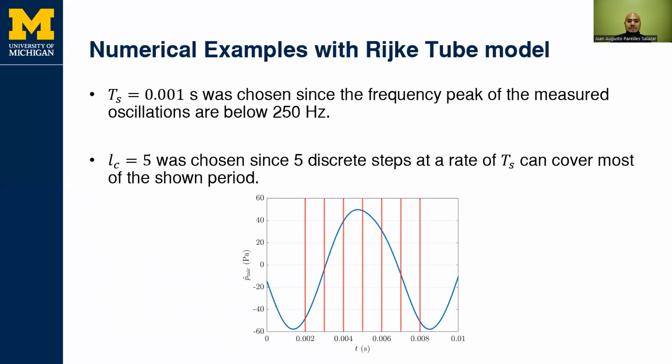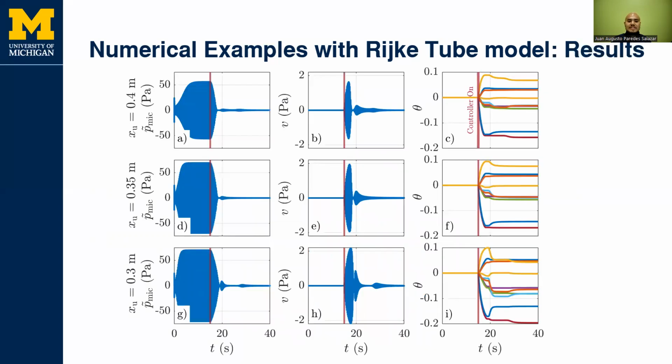The sampling rate of 1000 Hz was chosen since the frequency peak of the measured oscillations is below 250 Hz. The controller order of 5 was chosen since 5 discrete steps at the chosen sampling rate can cover most of the period shown below. The P0 and RU hyperparameters were arbitrarily tuned. In all cases, under the same hyperparameters, RCAC manages to suppress the oscillations of the Rijke Tube nonlinear model. Note that each operating point required a different speaker signal for stabilization, as well as different steady state coefficients.